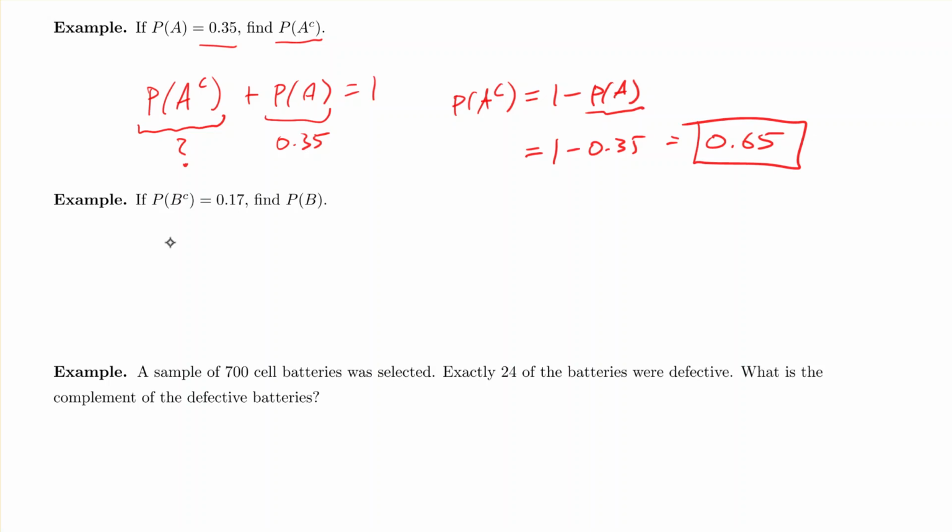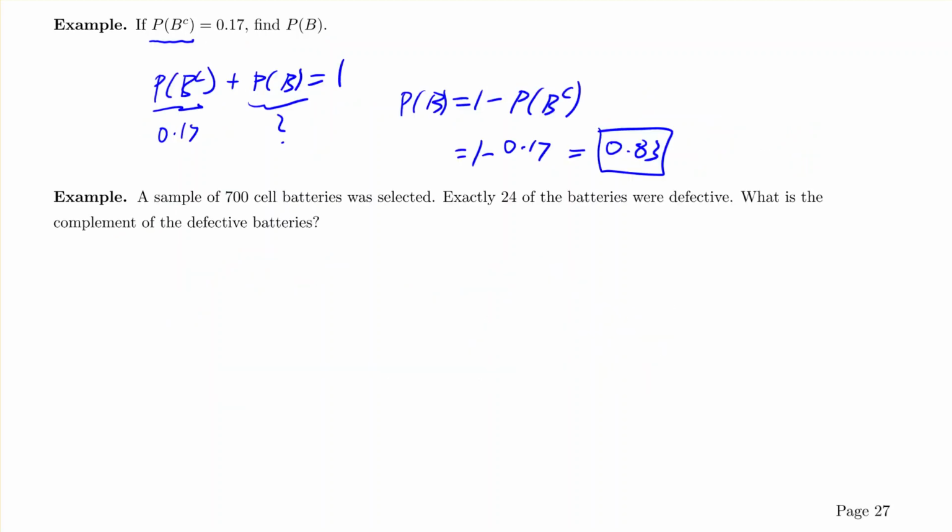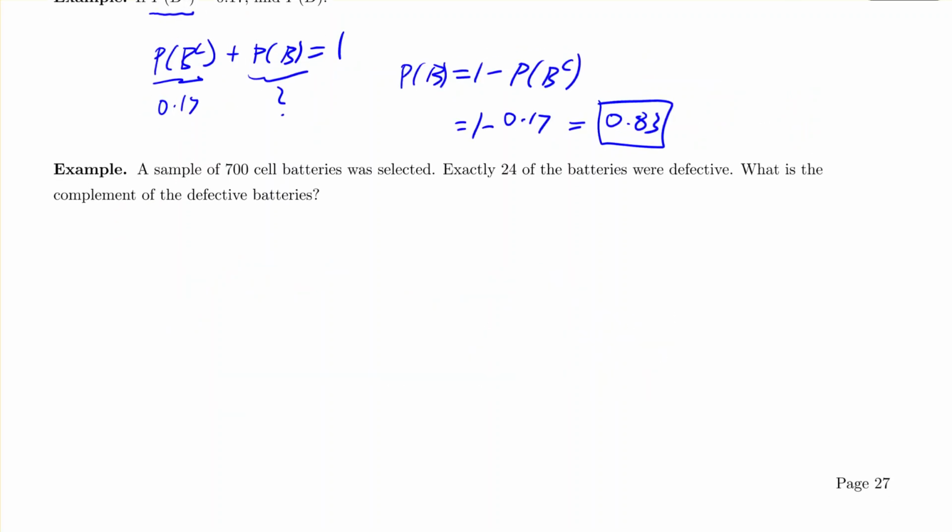Let's look at a second example. Similar. If the probability of B complement, the probability of B not occurring, is 0.17, find the probability of B occurring. So again, same idea. Probability of B complement plus probability of B equals 1. We know this one, 0.17. We want to know this one, probability of B. So probability of B equals 1 minus probability of B complement. Probability of B complement is 0.17. So subtract that, we get a probability of 0.83. Next example.